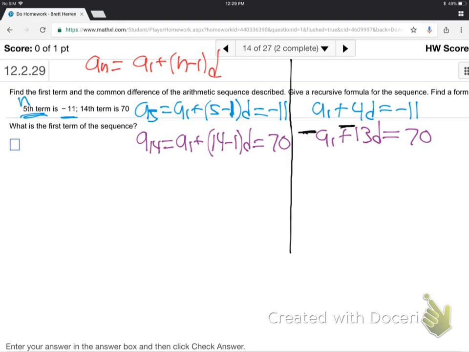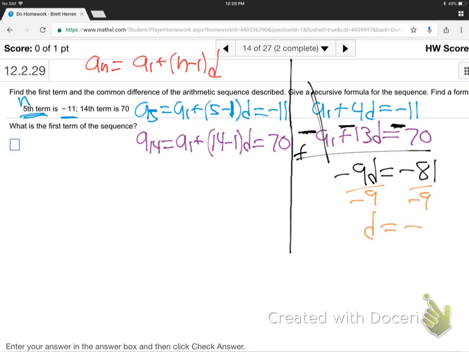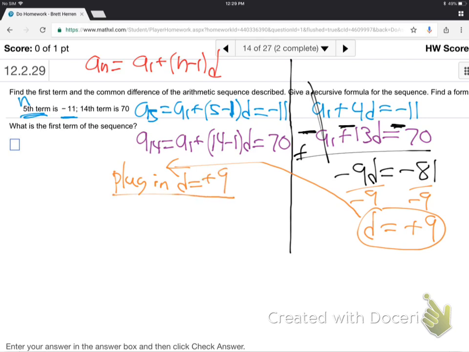So negative, negative, negative. Add them up. These cancel. Minus 9d. Minus 7. d is going to be 9, positive 9. d is positive 9. So we got d. Then you bring it over and you plug in. Where do you plug in d is positive 9?